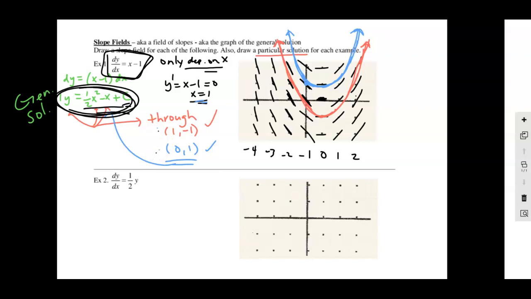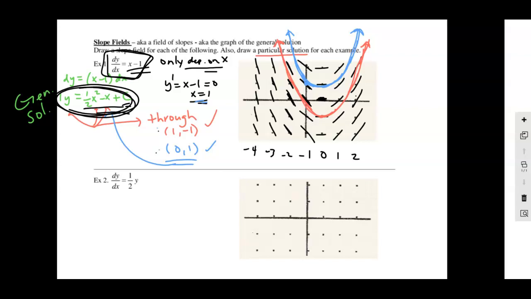But the slope field represents all of them. All of the parabolas that would have this as the derivative. Regardless of the vertical shift, all of the parabolas would satisfy the slope field. Okay, so the slope field is like the graph of the general solution. All of the potential things that could fit, and then particular solutions through a specific point just kind of flow through the slope field.